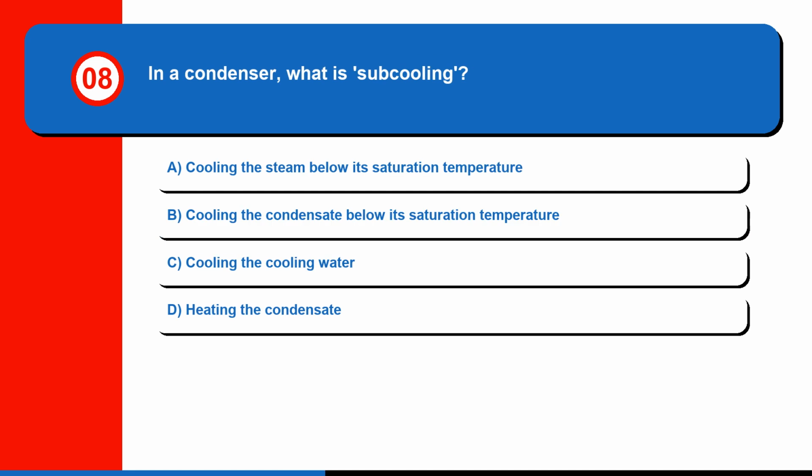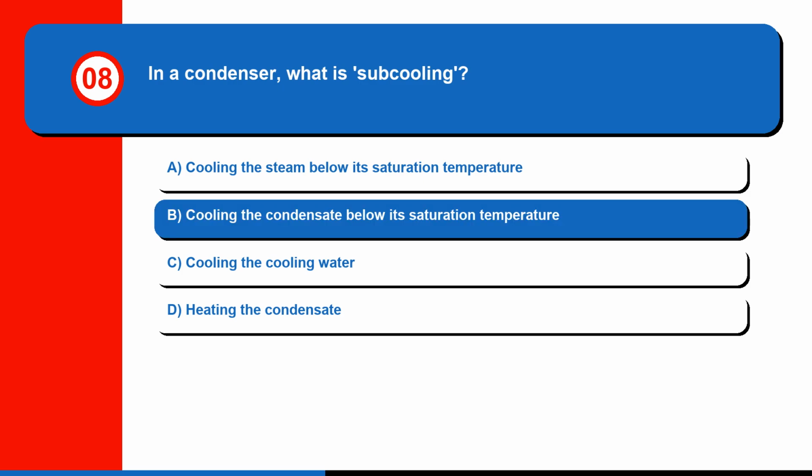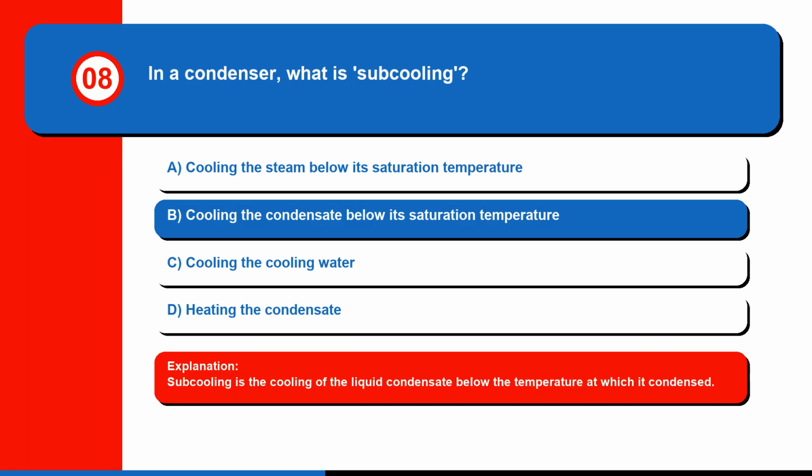Question 8. In a condenser, what is subcooling? A. Cooling the steam below its saturation temperature. B. Cooling the condensate below its saturation temperature. C. Cooling the cooling water. Or D. Heating the condensate. The correct answer is B. Cooling the condensate below its saturation temperature. Subcooling is the cooling of the liquid condensate below the temperature at which it condensed.